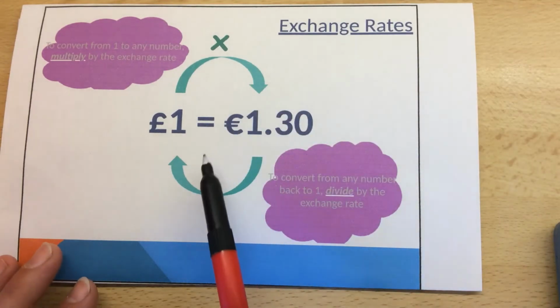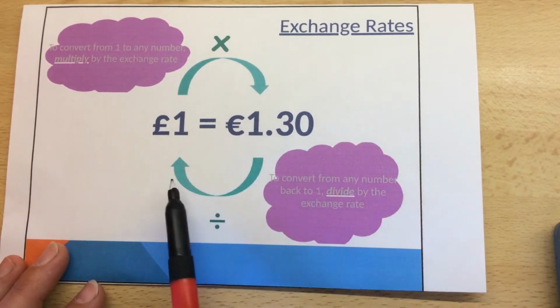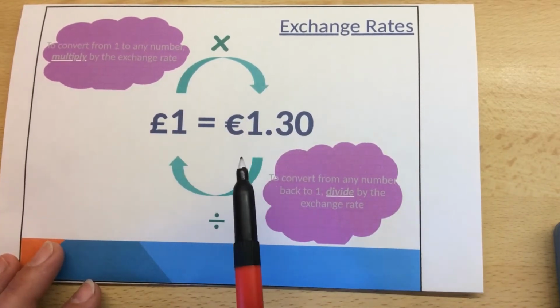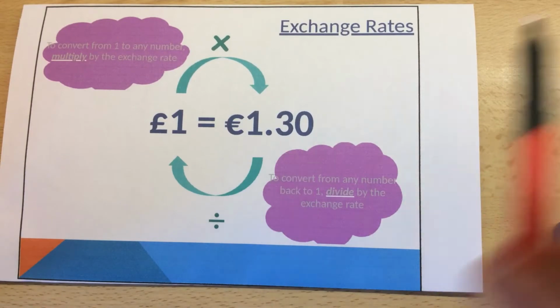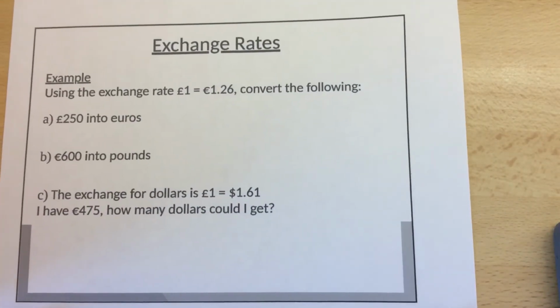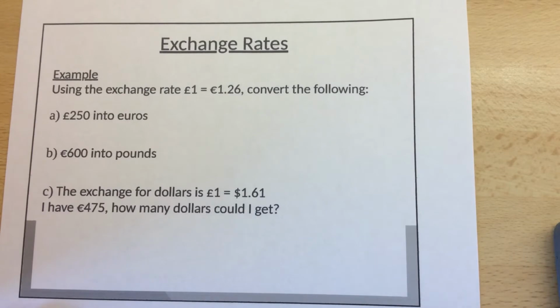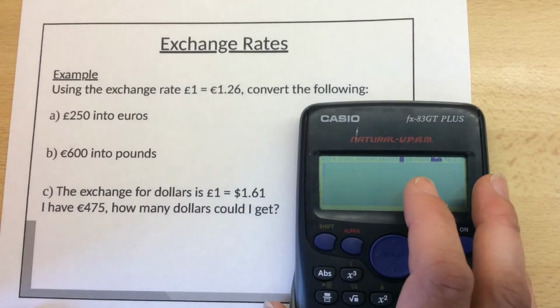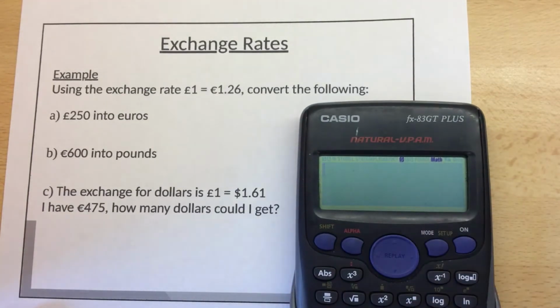Normally, if you go on holiday, you multiply. If you come back, you divide. That's the general rule. Okay, but just be careful with that. So on the next slide, you've got these examples. You need a calculator for this topic, so make sure that's ready.